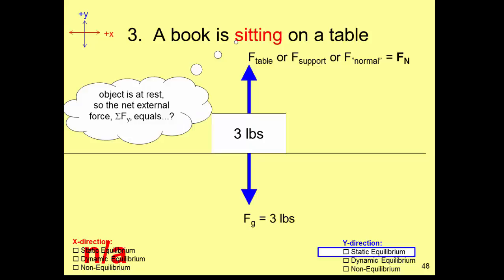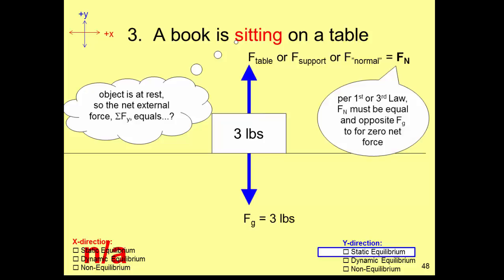So what's happening? The object's at rest, so the net external force must equal 0. This is just like the tension case we had in part 1, and using the same methodology, you could do it mathematically, or you could use your logic here. If the sum of the forces equals 0, if we're not moving, then our total force has to add up to 0. So we have 3 pounds downward, we must have 3 pounds upward. We can use either the first or the third law to justify that.